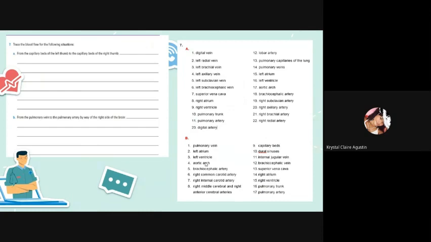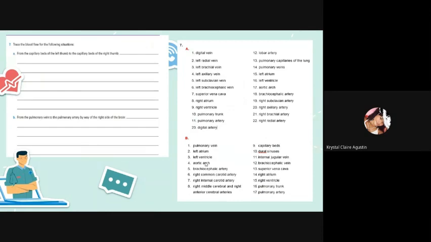So for letter A, the blood flow from the capillary beds of the left thumb to the capillary beds of the right thumb goes first from the digital vein to the left radial, left brachial vein, left axillary, left subclavian vein, left brachiocephalic vein, superior vena cava, right atrium, right ventricle, then to the pulmonary trunk, pulmonary artery, lobar artery, pulmonary capillaries of the lung, pulmonary veins, left atrium, left ventricle, aortic arch, brachiocephalic artery, right subclavian artery, right axillary artery, right brachial artery, and lastly, it will now go to the right radial artery.